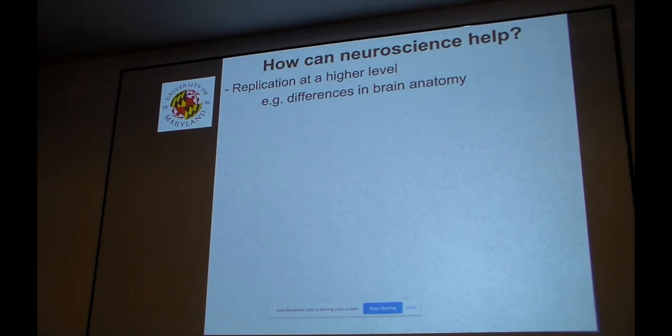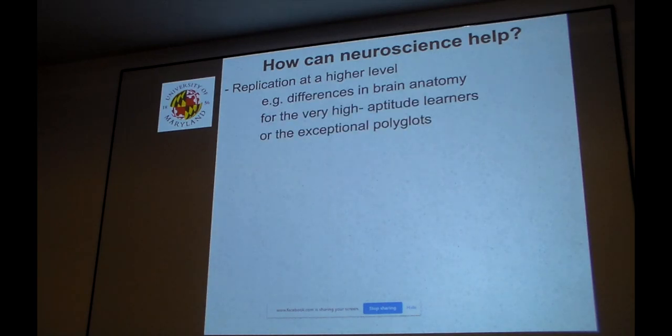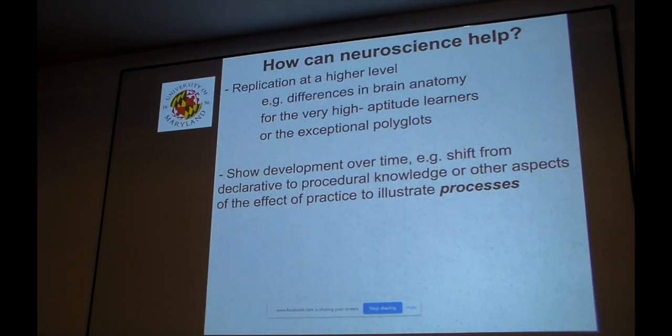That can happen with differences in brain anatomy, as we saw yesterday in Christoph's talk. There are even differences in the brain that have been documented in some older studies. We can look at slow development or show the development over time from, for instance, the shift from declarative to procedural knowledge, or other aspects of the effect of practice to illustrate the processes.